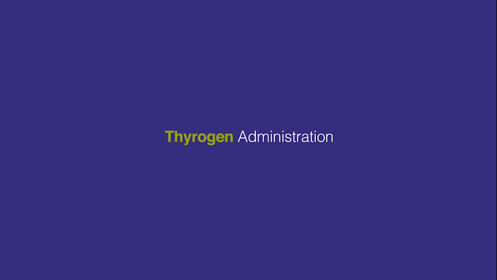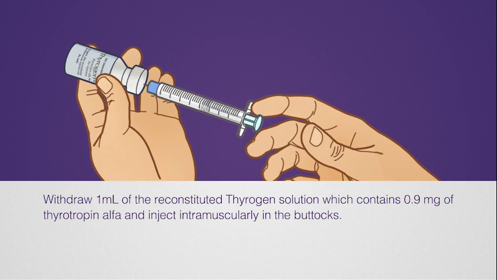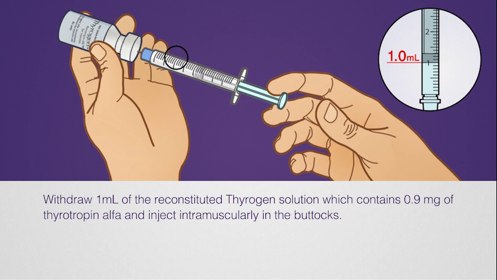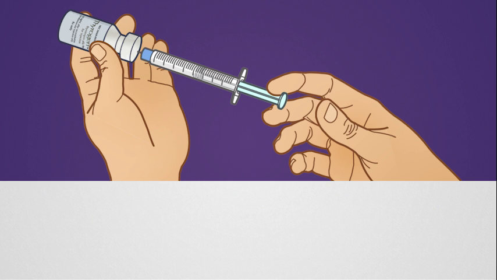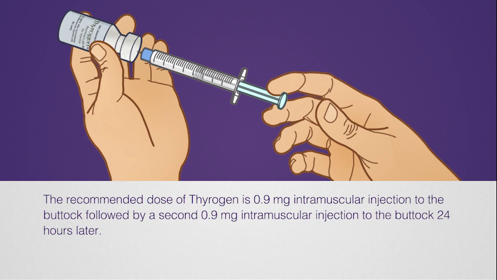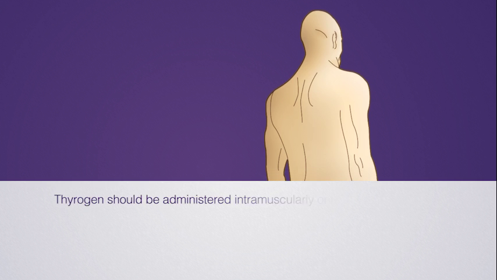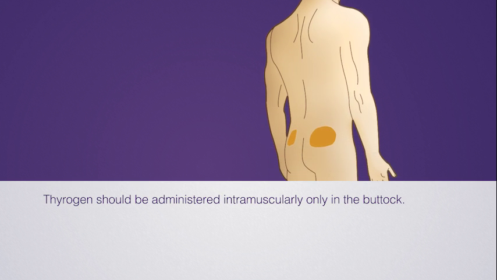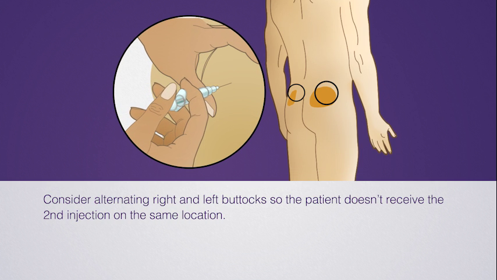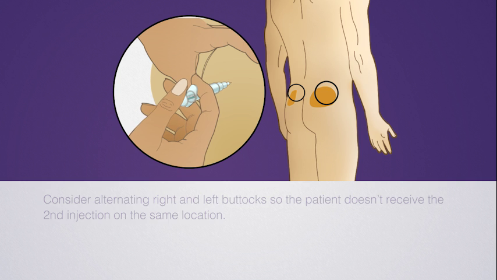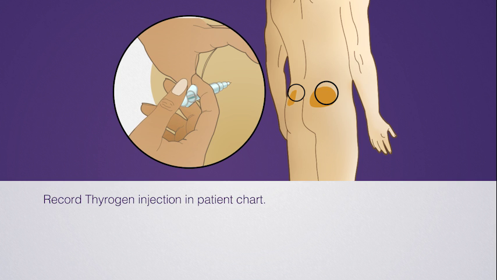Thyrogen administration. To administer Thyrogen, withdraw 1 milliliter of the reconstituted Thyrogen solution, which contains 0.9 milligrams of thyrotropin alpha, and inject intramuscularly in the buttocks. Thyrogen should be administered intramuscularly only in the buttock. Consider alternating right and left buttocks so the patient doesn't receive the second injection in the same location. Record Thyrogen injection in patient chart. Discard unused portions. Do not mix with other substances.